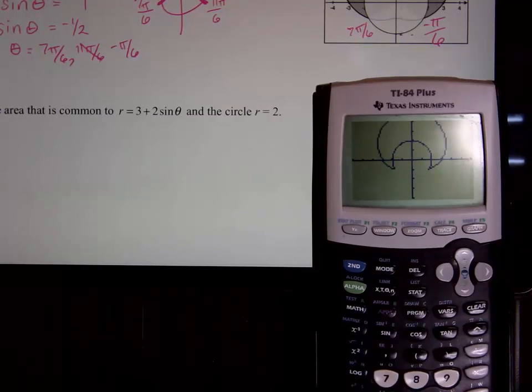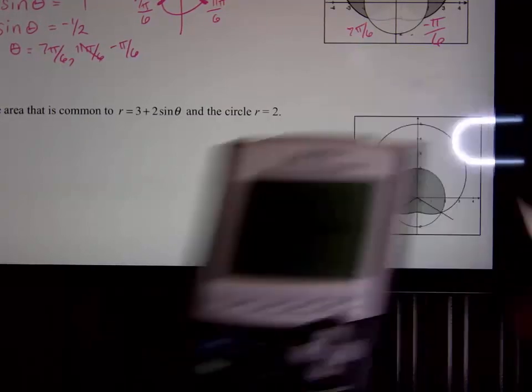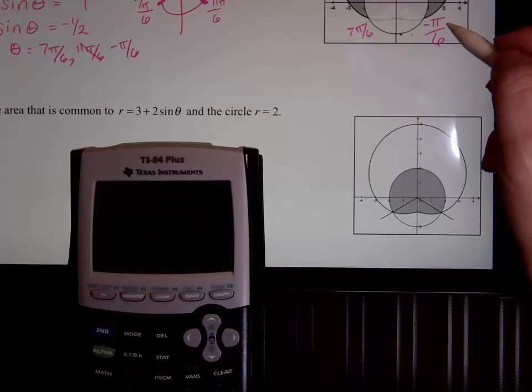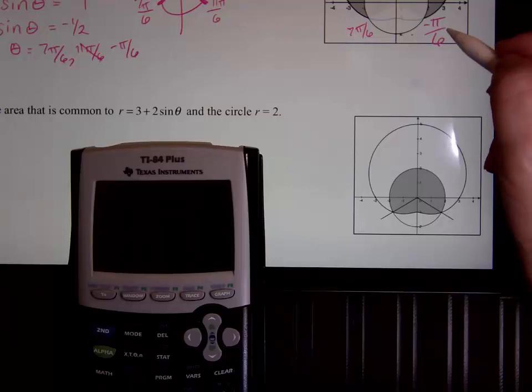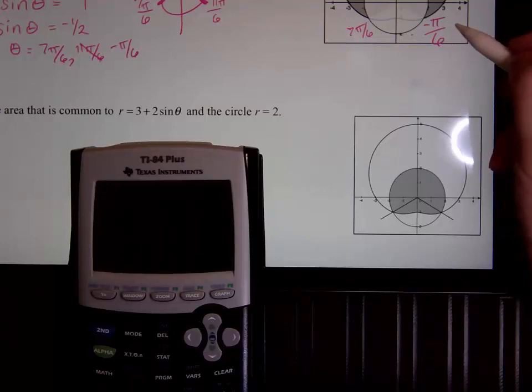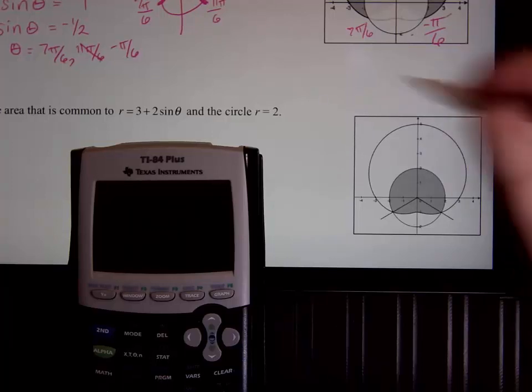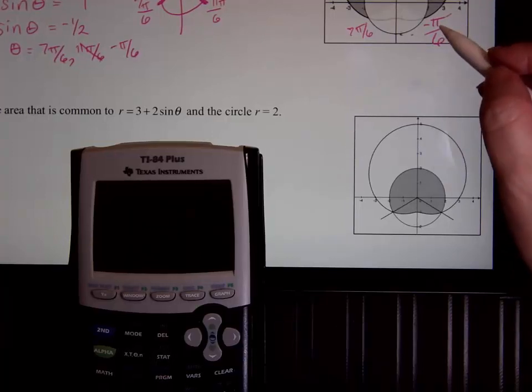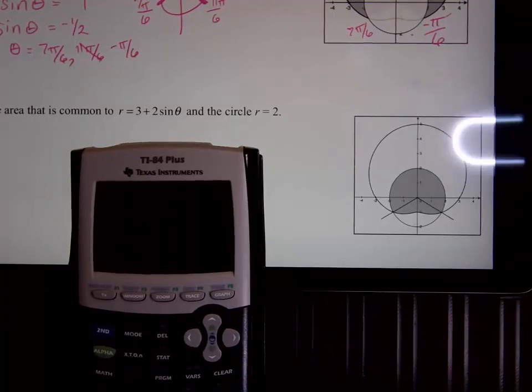Yes, ma'am? Okay. What I did is when I first graphed it with 11 pi over 6, I found I graphed the wrong part. So I came up with a different name for it. I decided to do, instead of going around the circle this way, let me go backwards instead. And then I said, oh, it's negative pi over 6. Okay? All right, so now we're ready to do this.